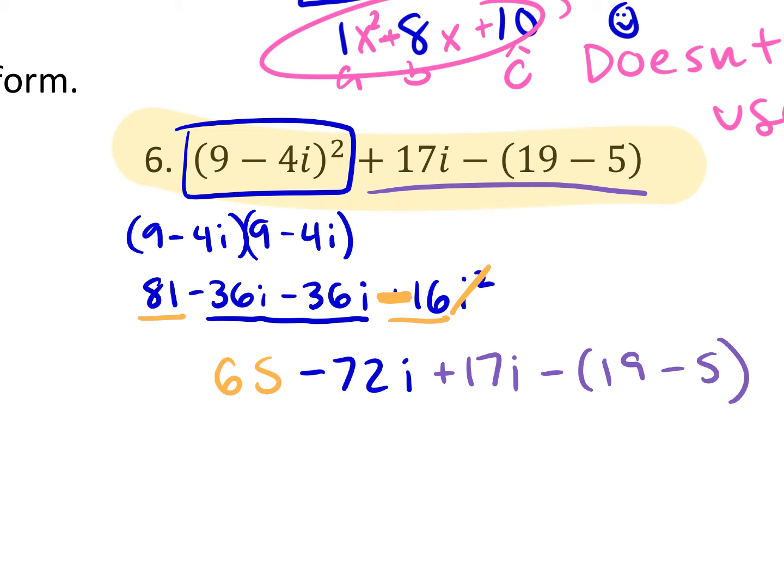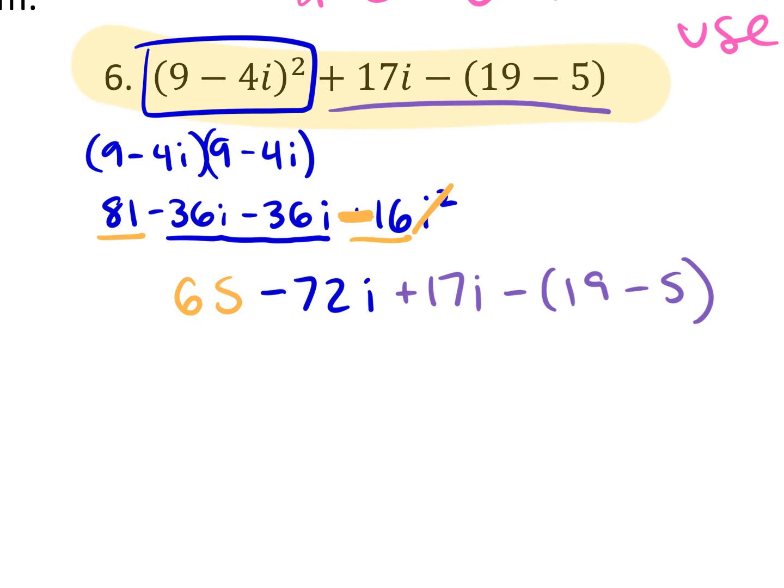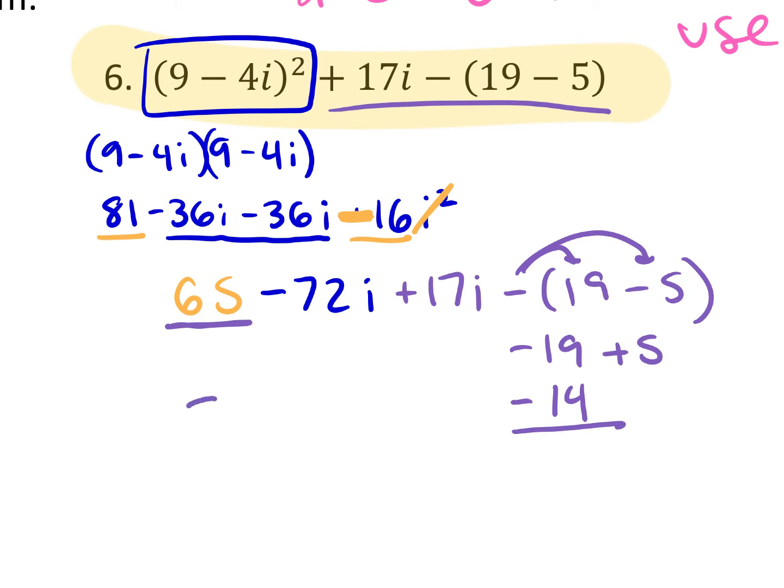What can I do next? Distribute the negative, but I could also just do 19 minus 5, right? Because those are like terms inside the parentheses. But we could distribute the negative. So minus 19 plus 5, which would make this a -14. And then what can I do? Combine like terms. So 65 minus 14 would be 51. And -72i plus 17i would be what? -55i. Awesome.